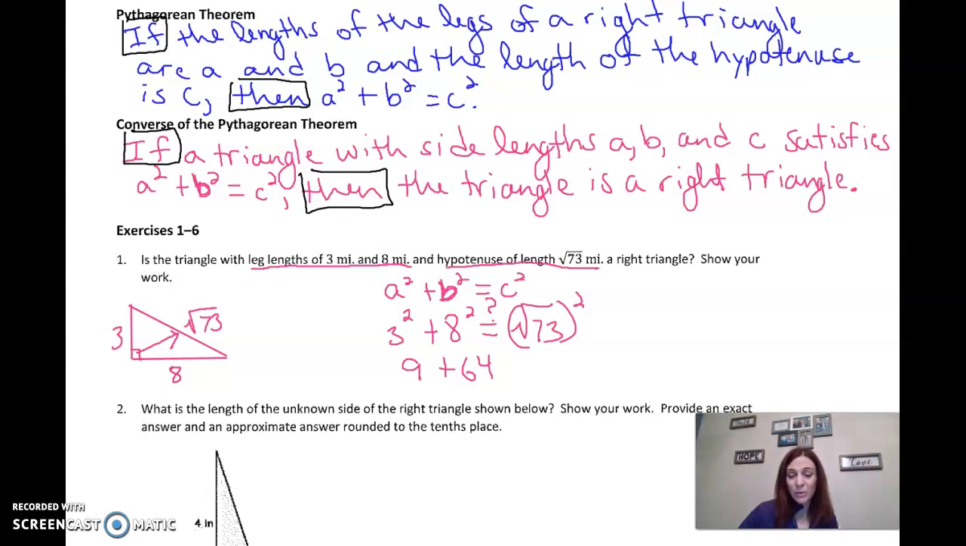Now notice we have the square root and squaring. Those two things undo each other. If I take the square root of 73 and then square that number, I'm right back to 73. So if you go 9 plus 64, you get 73. Does 73 equal 73? Check. So is it a right triangle? Yes, this is a right triangle.